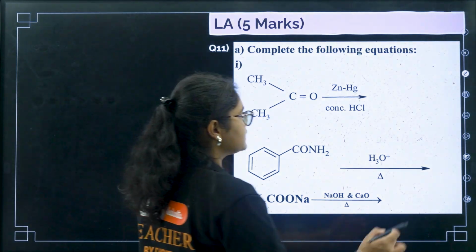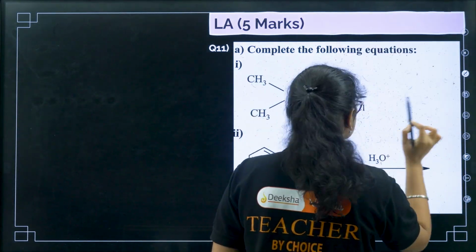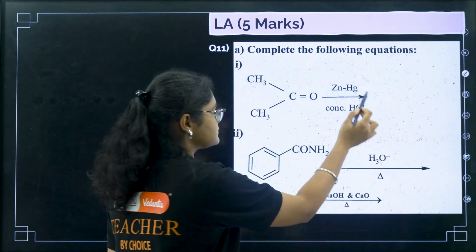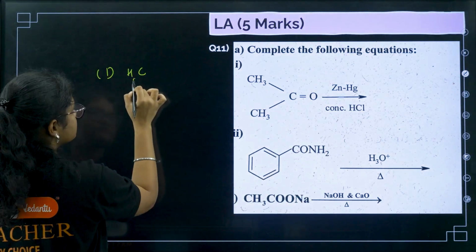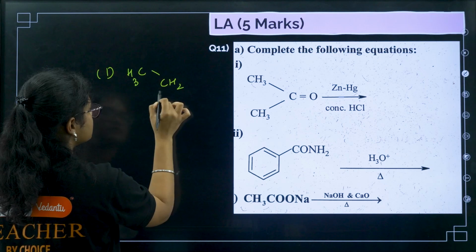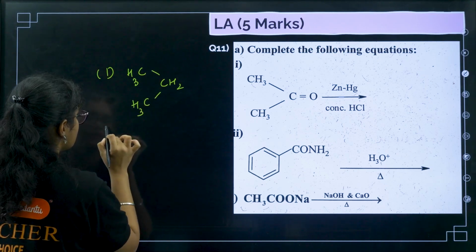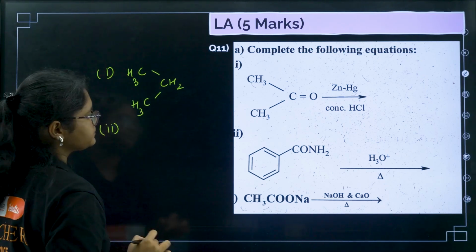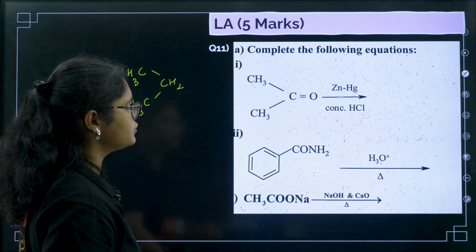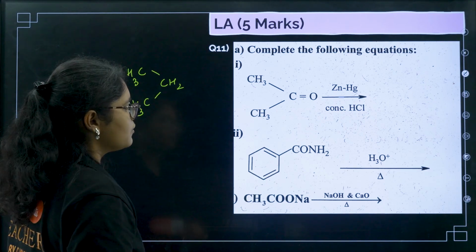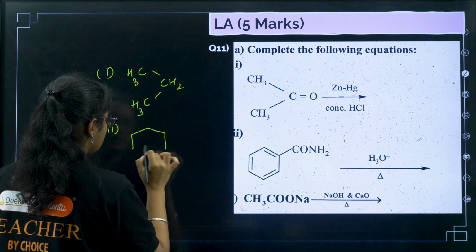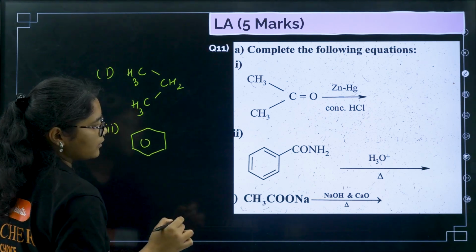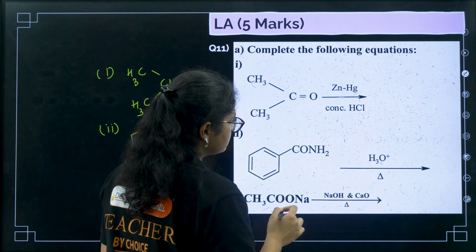Again, you have a complete the following reactions question. So let us see the first one. This is what? Clemmensen reduction. So A will be CH3CH2CH3. Okay, next, what will be the second? CONH2 with H3O plus, right? What will this one do? This one will convert these two. There will be dehydration of water.